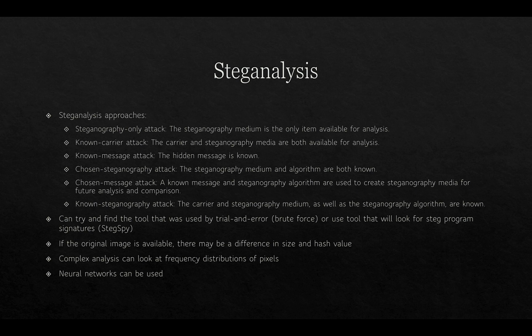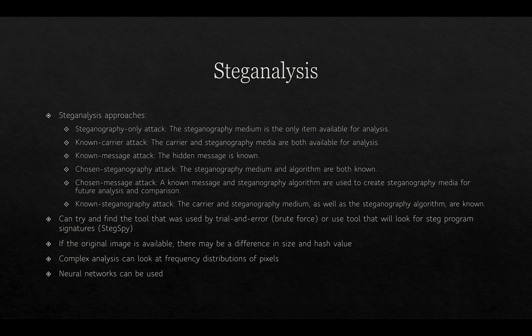A known carrier attack is where we actually have an original of the carrier. A known message attack is where we know the message. A chosen steganography attack is where the steganography medium and algorithm are both known. A chosen message attack is where a known message and steganography algorithm are used to create a steganography medium for future analysis and comparison. And finally, in a known steganography attack, the carrier and steganography medium as well as the steganography algorithm are known. So you know everything about it.